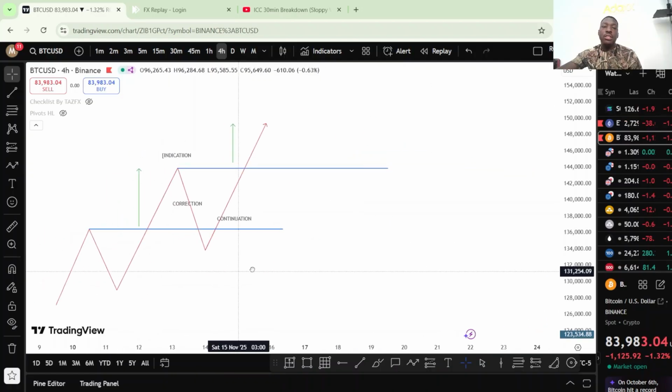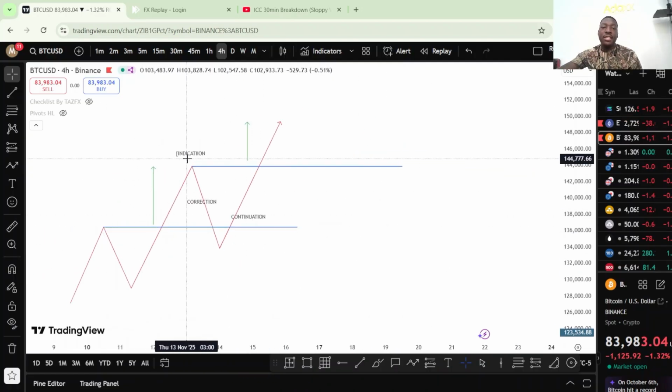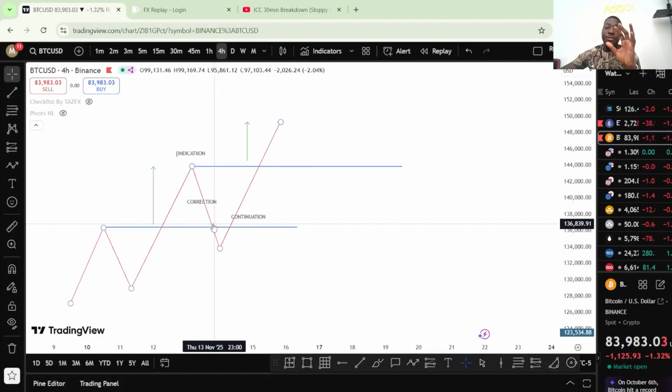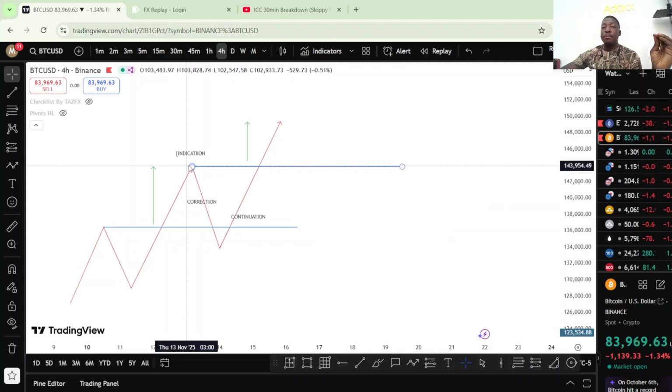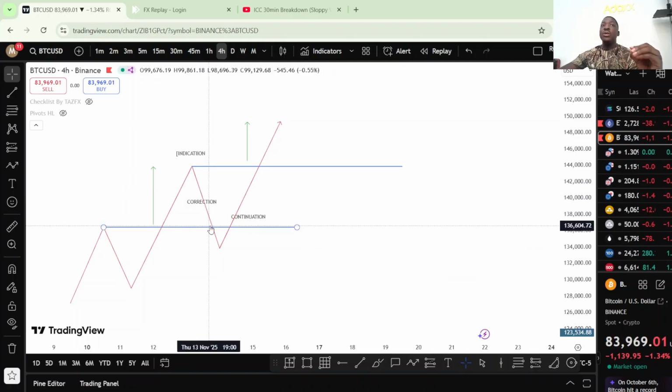So this is the 4-hour, right? Price gives us that indication. So when price comes back into the correction and closes below this level on the 1-hour time frame. Let me reframe: you are looking for price to give you that indication on the 4-hour. Then when it starts correcting, you want to dial down to the 1-hour and wait for price to close within this level on the 1-hour.